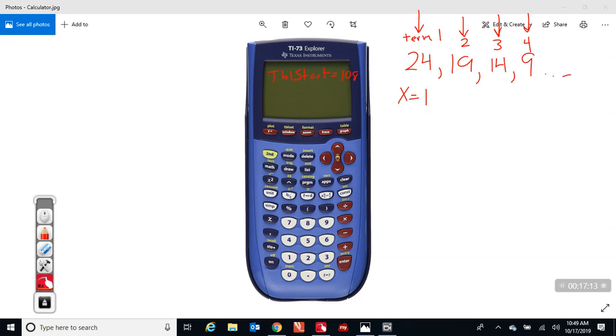So if you're checking it and it's way down below and you want to find out, is my rule right? You want to get back to term 1? Well, then simply come up to the TBL start and replace that with 1, and then go back to your table, and you'll be at 1 in the table.